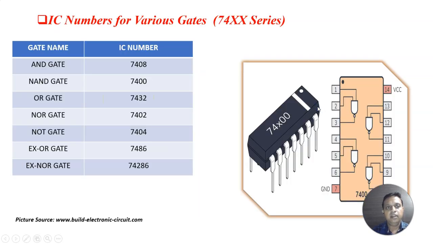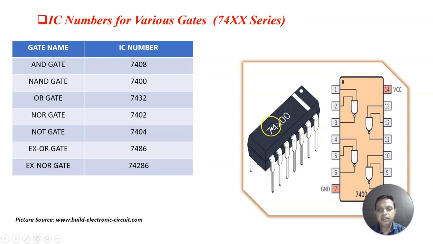Let us proceed further. Now, what are the IC numbers for various gates? In this case, we are using the 74XX series, dear students. Please note, these IC numbers will be helpful for you while dealing with practical exams on digital IC trainer kit. For AND gate, we use 7408 IC. For NAND gate, we use 7400 IC. IC stands for integrated circuit. For OR gate, 7432 IC. For NOR gate, 7402 IC. For NOT gate, 7404 IC. For XOR gate, 7486 IC. And for EX-NOR gate, 74286 IC.